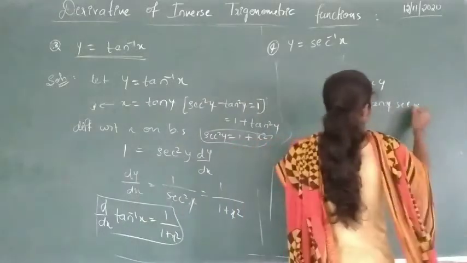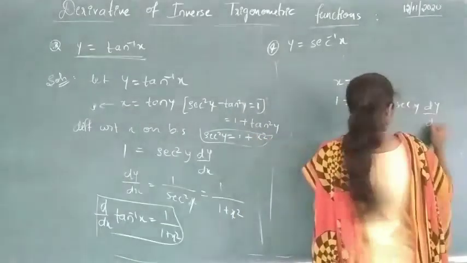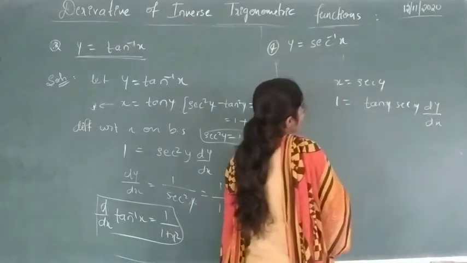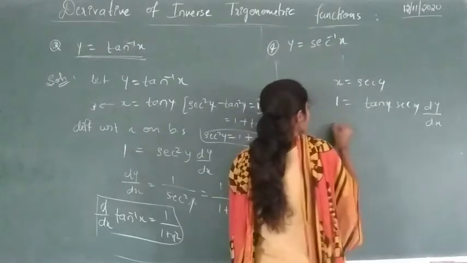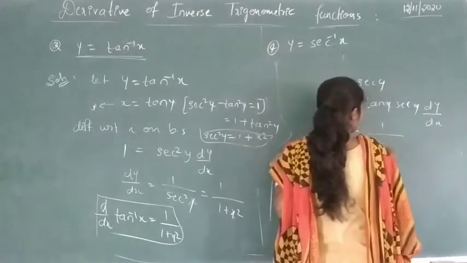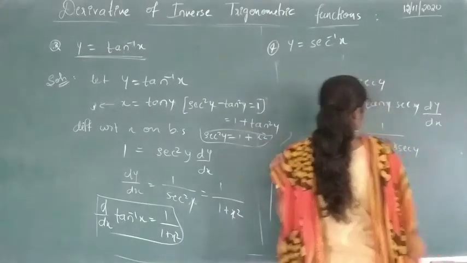Now into dy by dx, that we should not miss. That is one of the important things to write in this problem. So 1 is equal to tan y into secant y into dy by dx. So I want dy by dx, and that will be 1 divided by tan y into secant y.